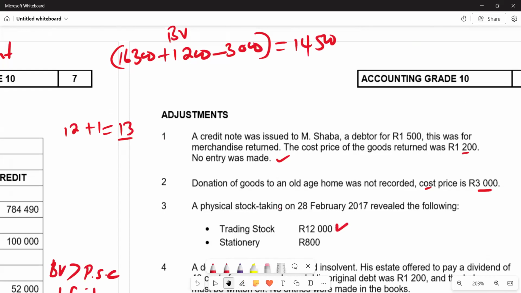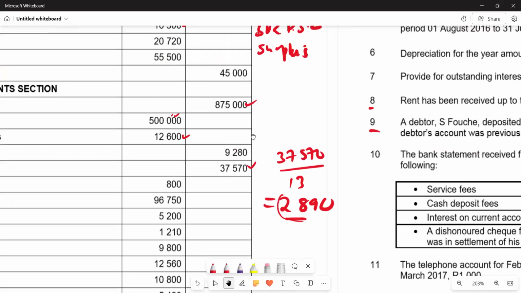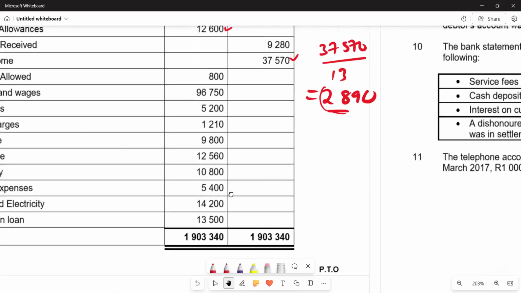So what does it mean? It means our book value is greater than our physical stock count. And if you have such a scenario, it means it's a deficit, so it's an expense. So it's an expense of 14,500 minus 12,000, and then you get your expense of 2,500. So we're just going to put it under less expenses. But before we do that, let's just adjust for the figures that we have there.